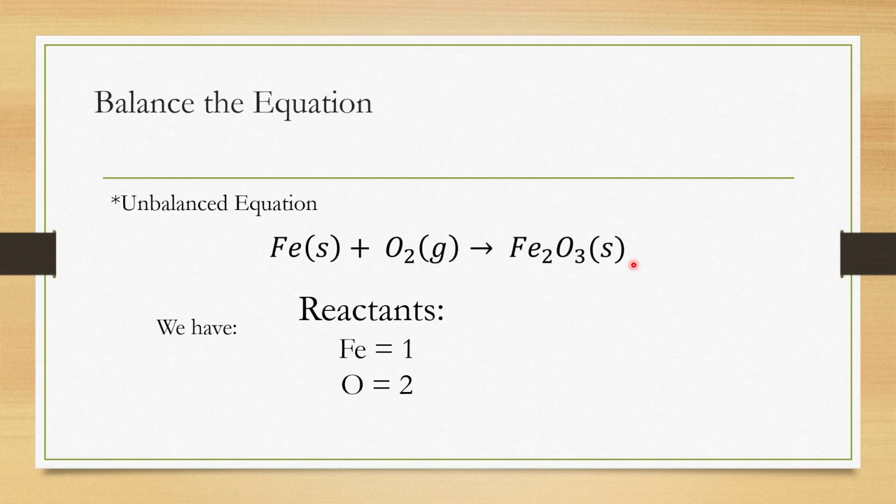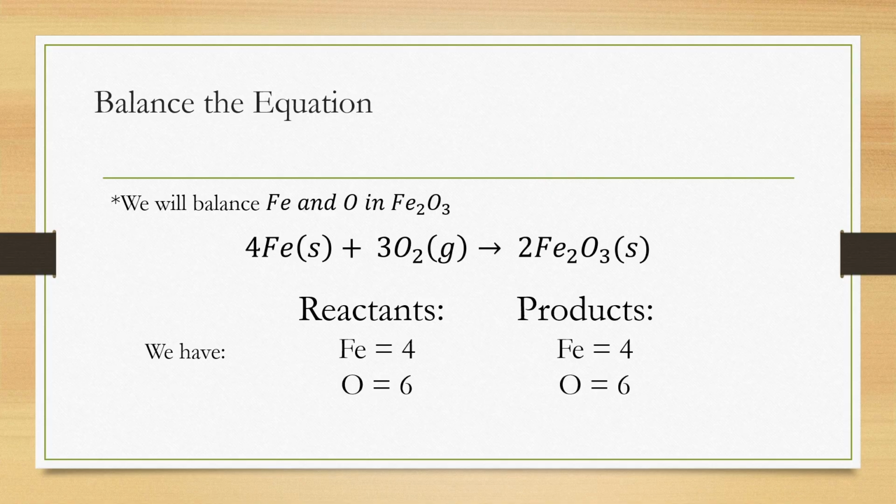So first, starting with the reactants, we have 1 iron, so we write 1, and then we have 2 oxygen because the subscript 2 right here means we have 2 of that atom. And then on the product side, we'll do the same thing. Since the subscript is 2, we'll put 2 iron here, and then there's only 3 oxygens, so we'll put 3 here. So as we can see, in order to balance the most complex molecule here, we'll have to adjust to balance the iron and the oxygen.